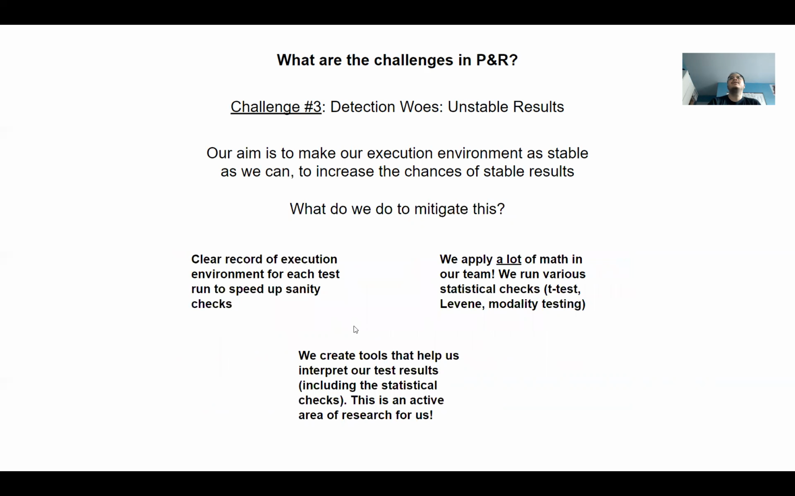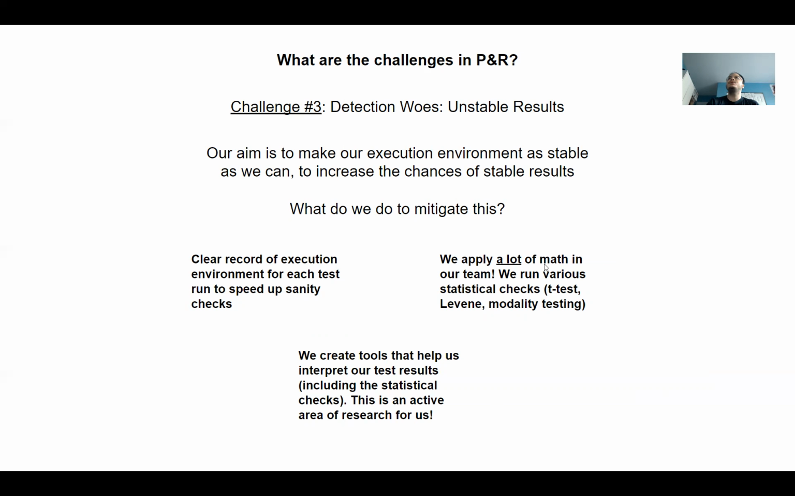Okay. So what are some of the things we do to mitigate this? Well, the first thing is we need to have a clear record of the execution environment. So you need to record what version of the product you're using, what version of Chrome is running the product. You need to monitor certain resource usages in your environment. So, what's the memory, what's the CPU, because those would also affect the response time, right?